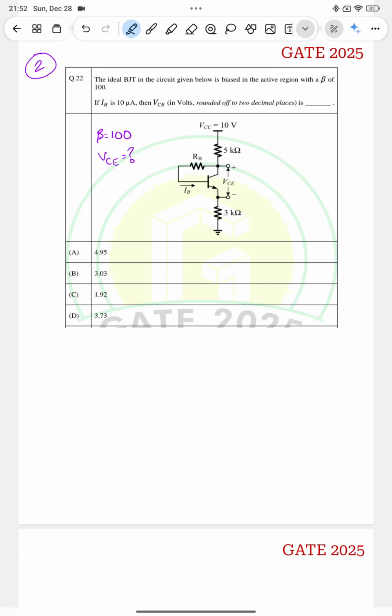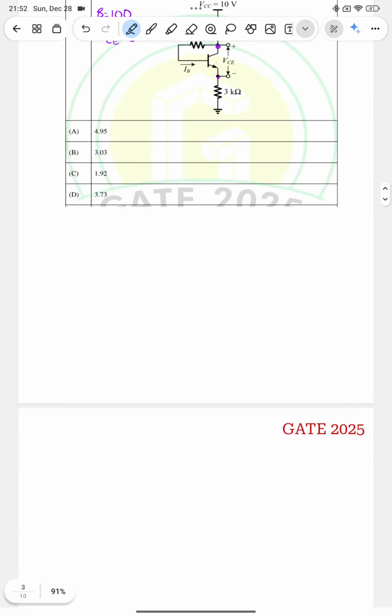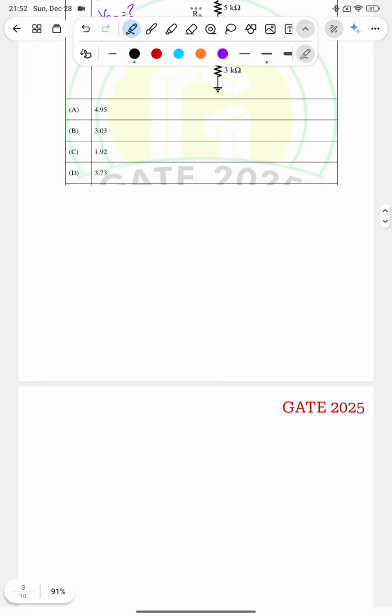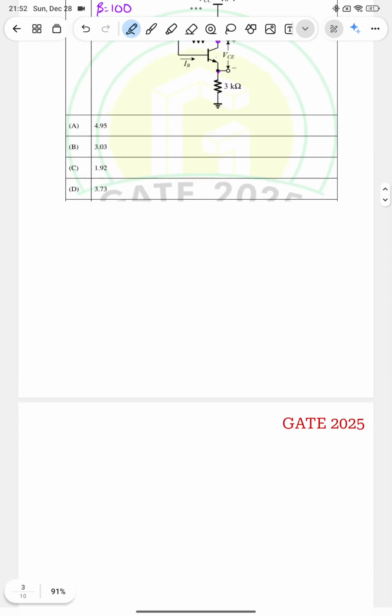This is the circuit, and if we carefully see, this is the BJT, and we have three resistors: one 5K from the collector to VCC of 10 volt, a resistance RB connected from the collector node to the base, and from emitter to ground one resistor of 3 kilo. The question is to find the voltage across the collector and emitter nodes, VCE. So let us solve this. I will draw this circuit once more. Let me draw here.